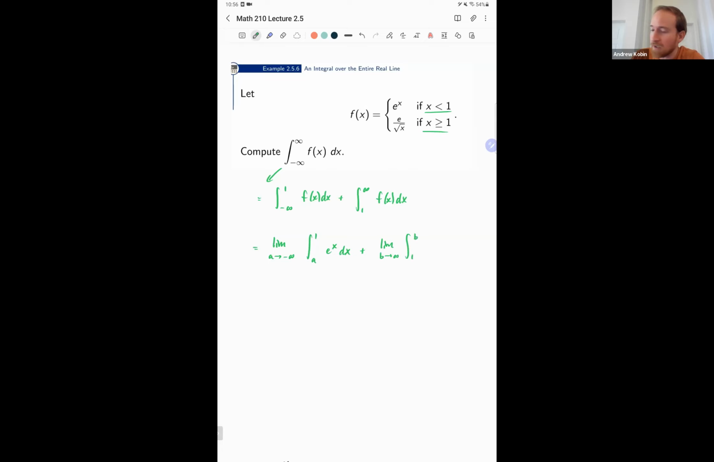You can use any letters you like. You can use s and t like the textbook and the slides do as well. For this portion of the function, if b is larger than 1, our x values are larger than 1, so we'll integrate the function e over root x, which is the same as e times x to the minus 1/2, just to make our integral computation a little faster in a moment.